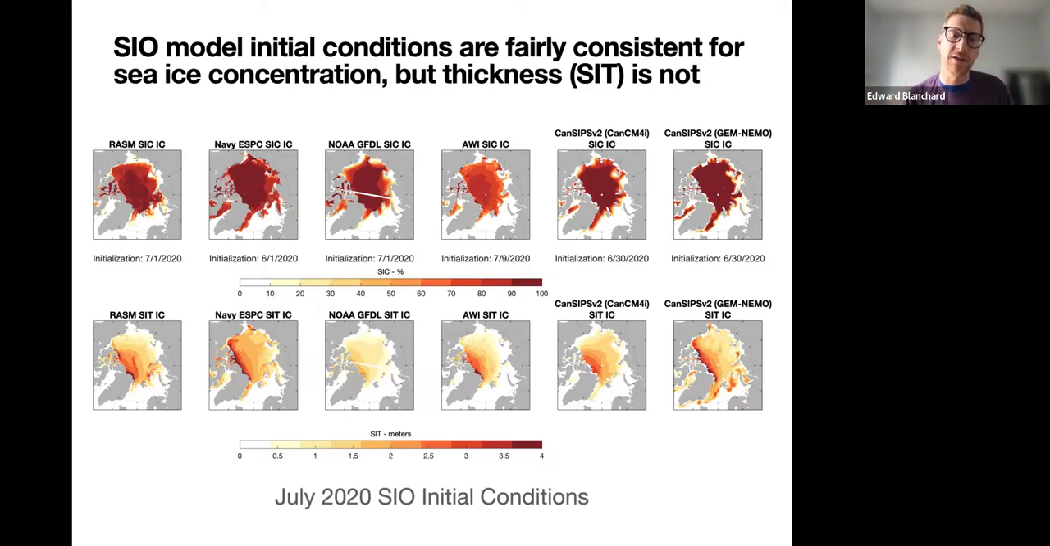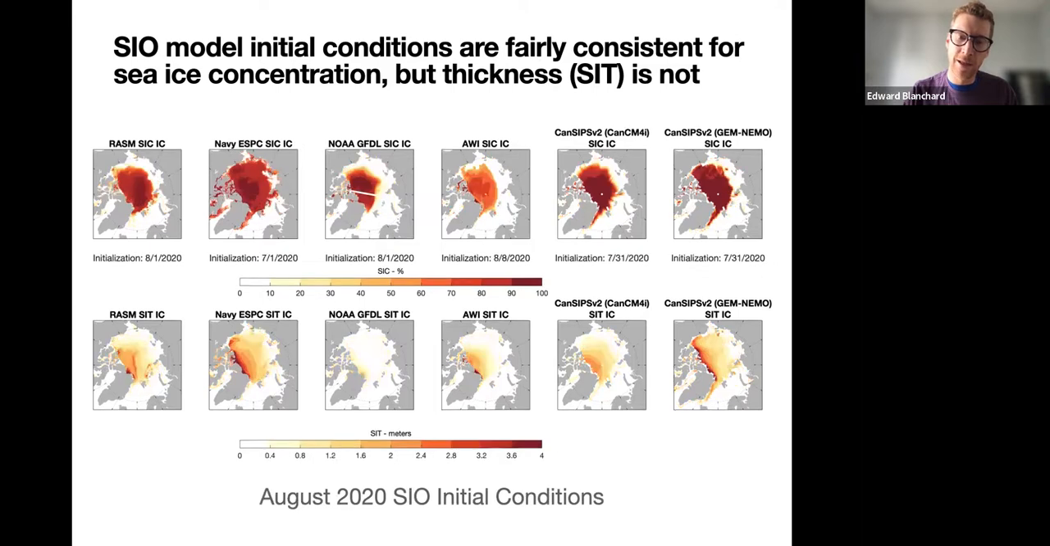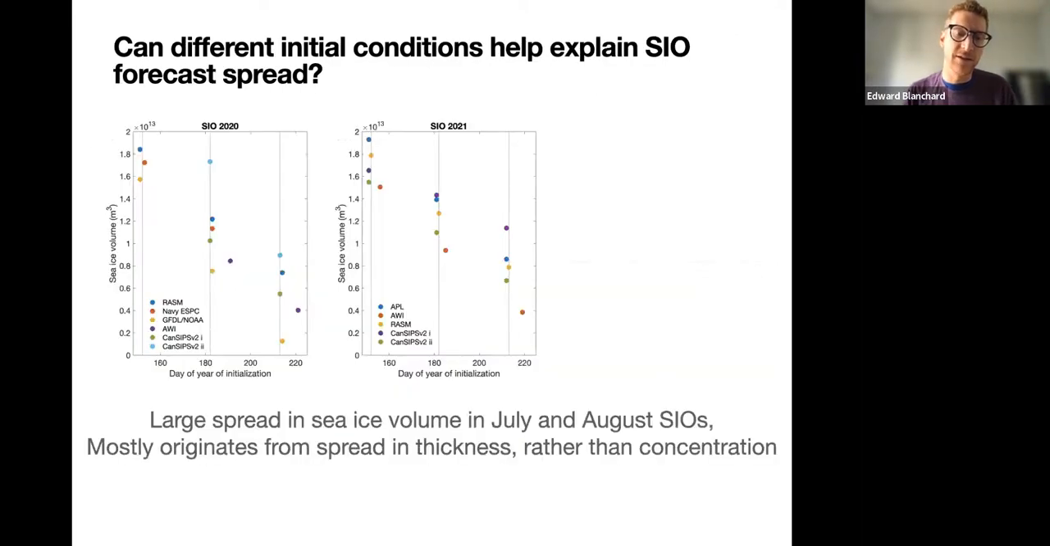The big picture here is that what we're finding is that the sea ice concentration across the different initializations agrees relatively well across the different models, but the sea ice thickness in the bottom row is quite different between some forecasts and others. So when you take the sea ice volume, when you integrate these quantities, what we find is that there is a big spread, right? And what I show here is both 2020 and 2021.